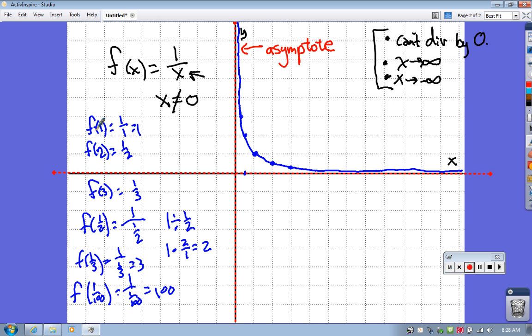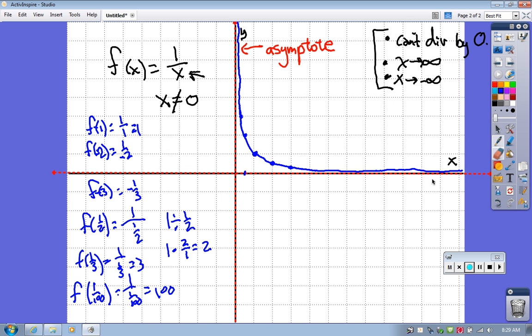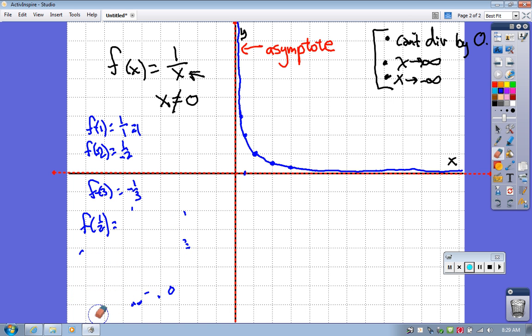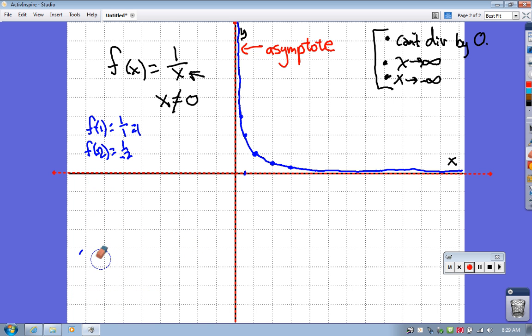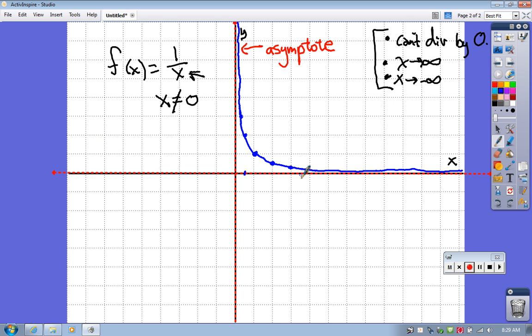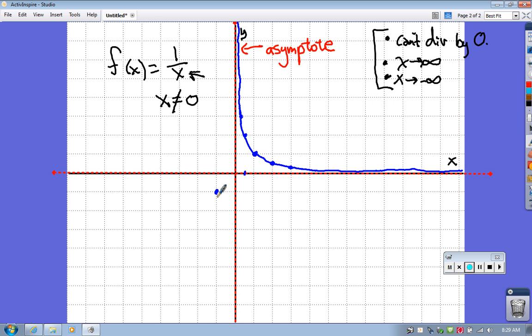If I start plugging in negative points, that just changes the signs of all these. So if I plug in -3, that would give me -1/3. So I'm going to get the same sort of shape, but down here in quadrant 3. So like -1, 1, -2, 1/2, etc. It's going to look something like this without being all shaky.